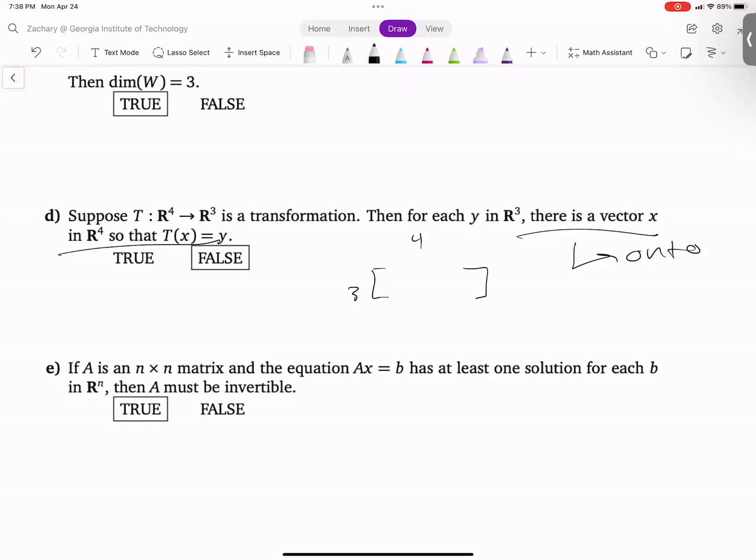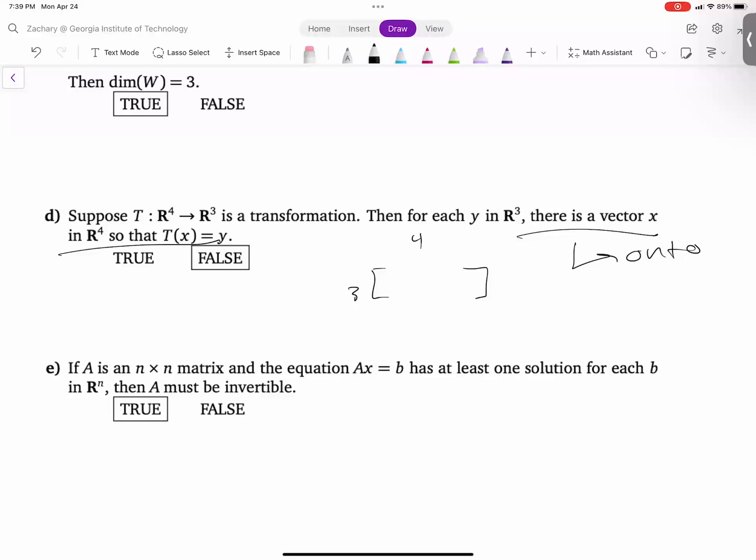So just because it's wide, does that mean it's onto? No, we have no idea, right? There's no numbers, there's no other kind of indication. Could it be onto? Onto means a pivot in every row. Can this have a pivot in every row? Yes, it could, but it doesn't have to.